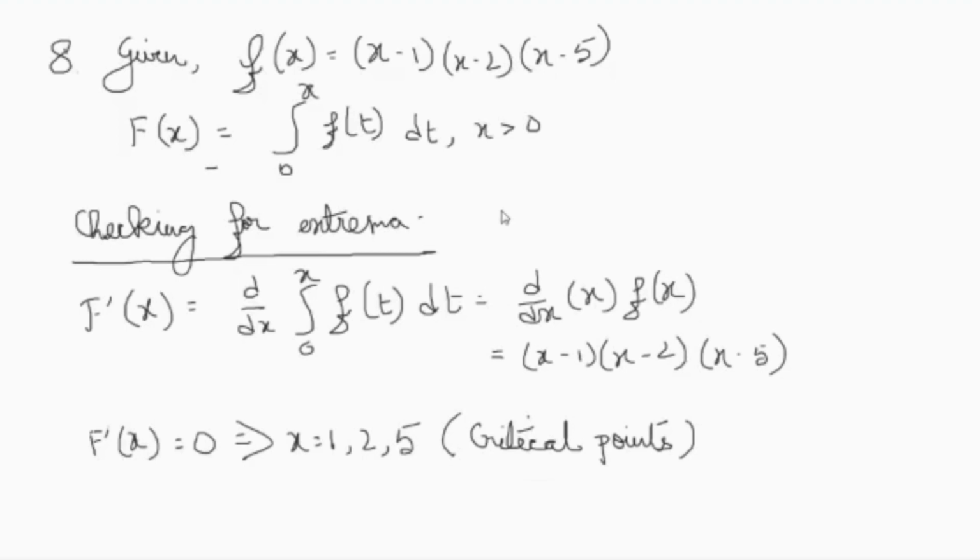So F'(x) is equal to d/dx of the integral 0 to x of f(t) dt, and using the Leibniz rule again, we obtain it to be d/dx of x into f(x). d/dx of x is just 1. So essentially, F'(x) just comes out to be f(x). And we can very easily observe that F'(x) is equal to 0 implies x is equal to either 1 or 2 or 5. So these three are the critical points for this function.